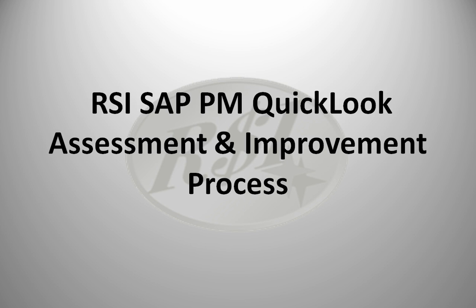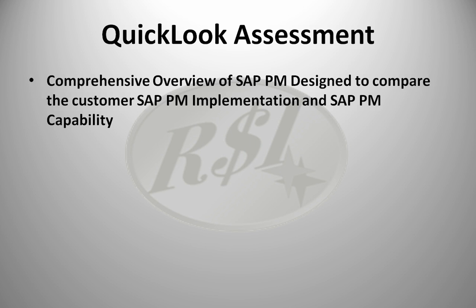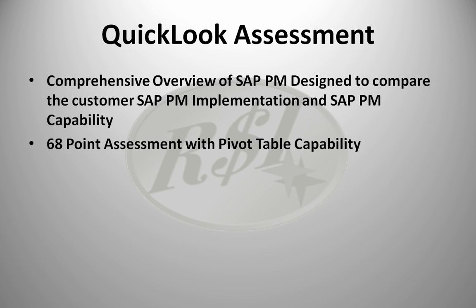We would like to share a short video on our QuickLook assessment and improvement process. Our QuickLook assessment is a broad overview of the SAP Plant Maintenance module, and it's designed to compare the customer's SAP PM implementation or application versus the SAP PM capabilities. There are 68 points addressed within our assessment utilizing pivot table capability. This gives us the flexibility to meet our customer needs within 4 areas of SAP.